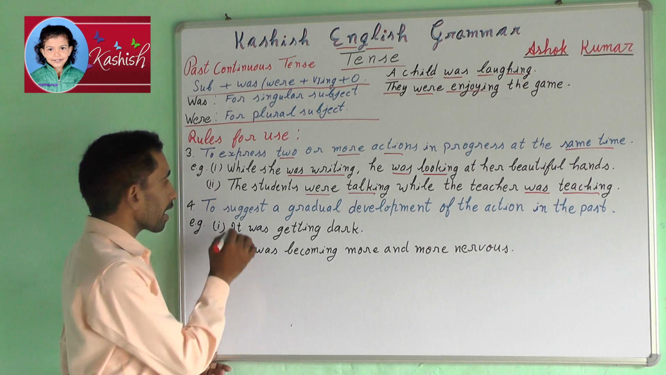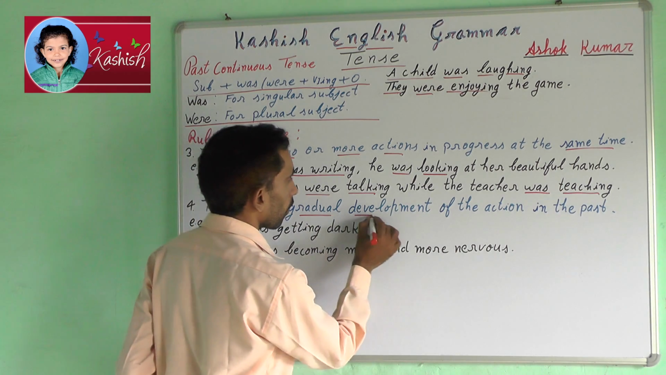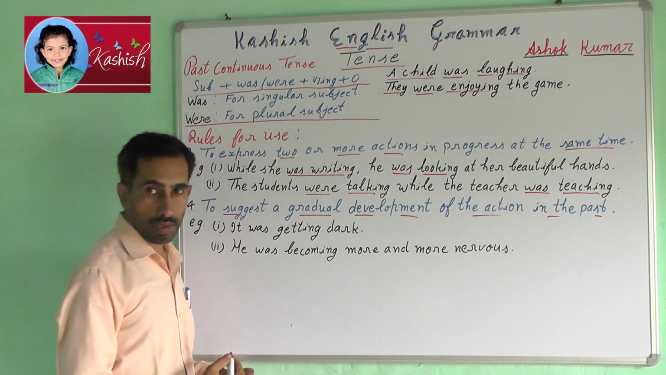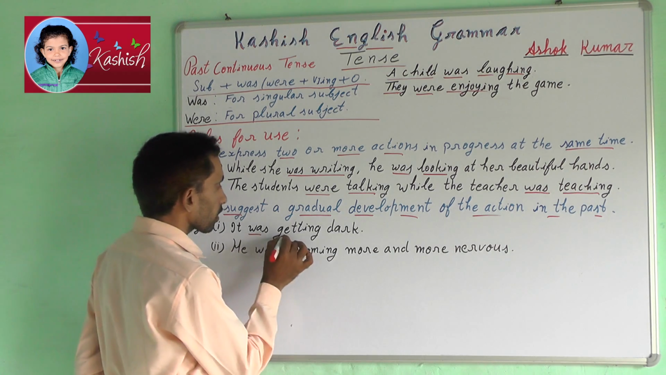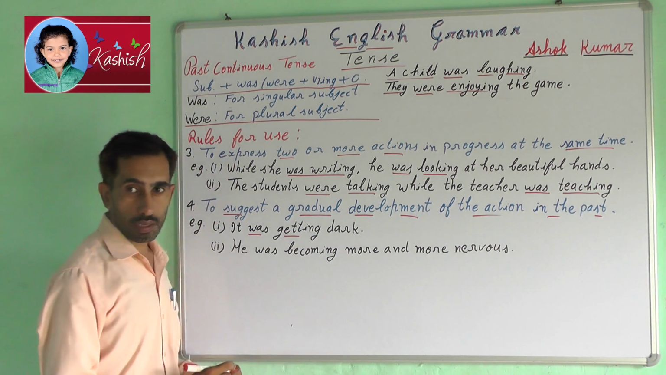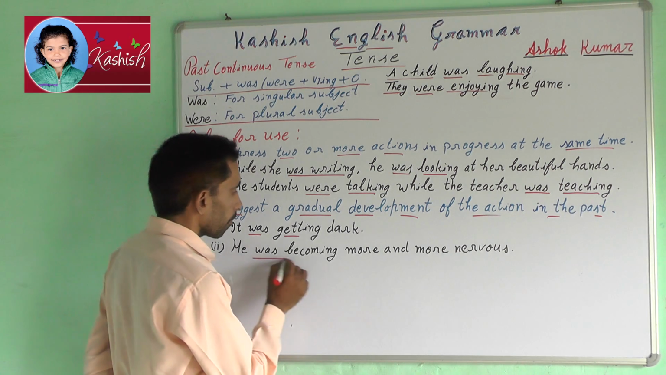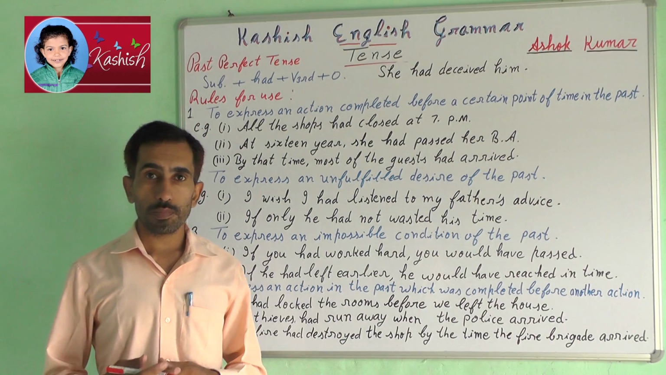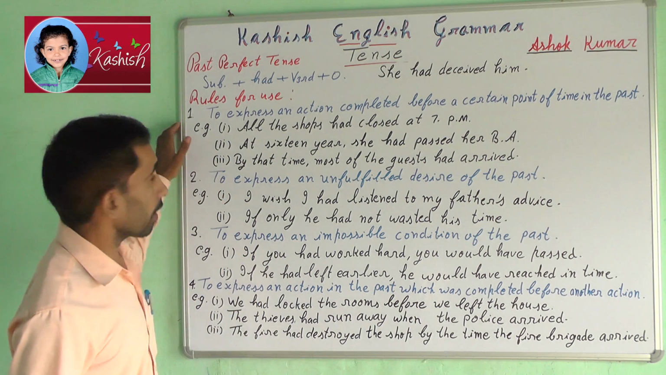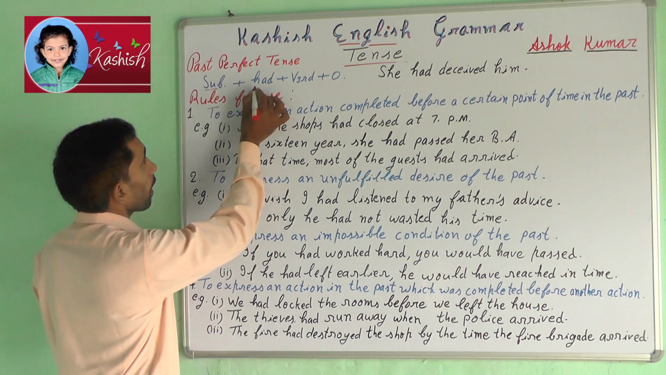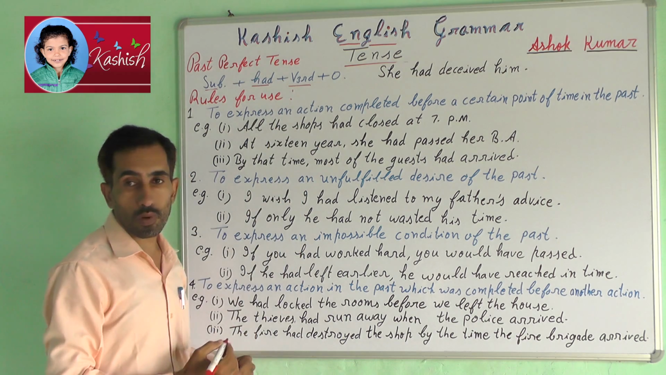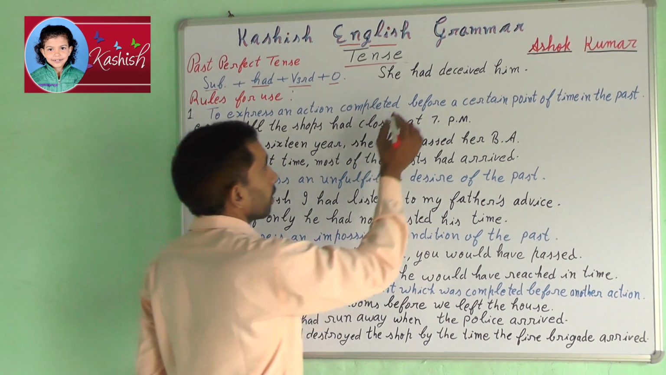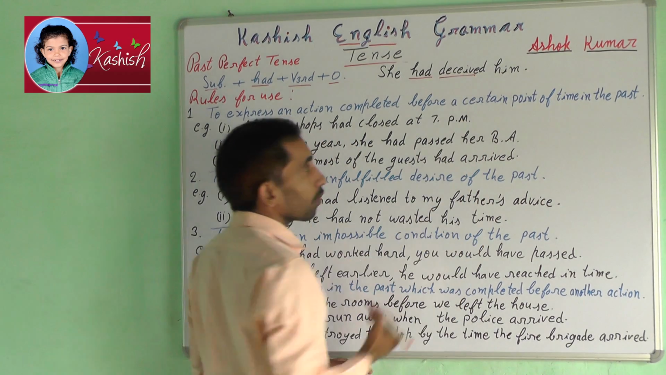Fourth, to suggest a gradual development of the action in the past. For example, it was getting dark. Next, he was becoming more and more nervous. Past perfect tense. Structure: subject plus had plus third form of the verb plus object. For example, she had deceived him.